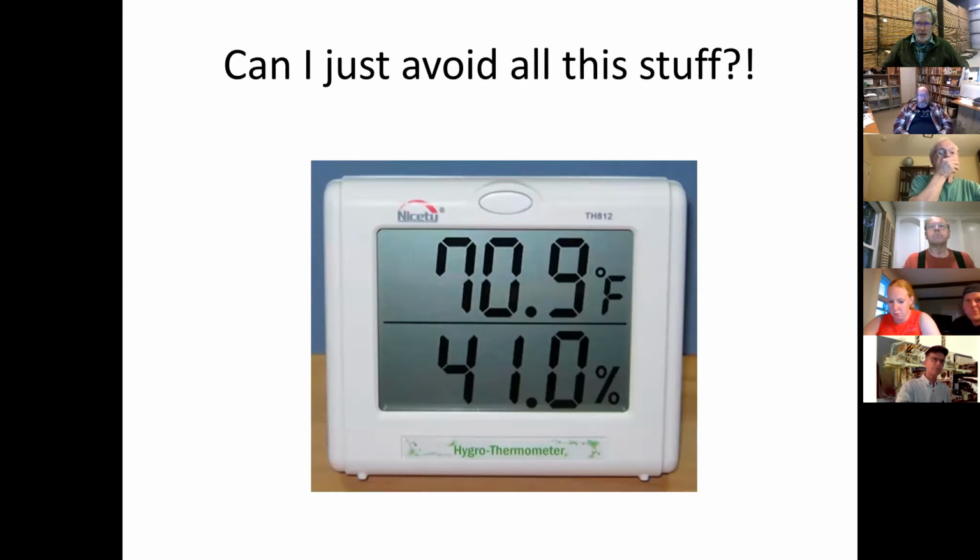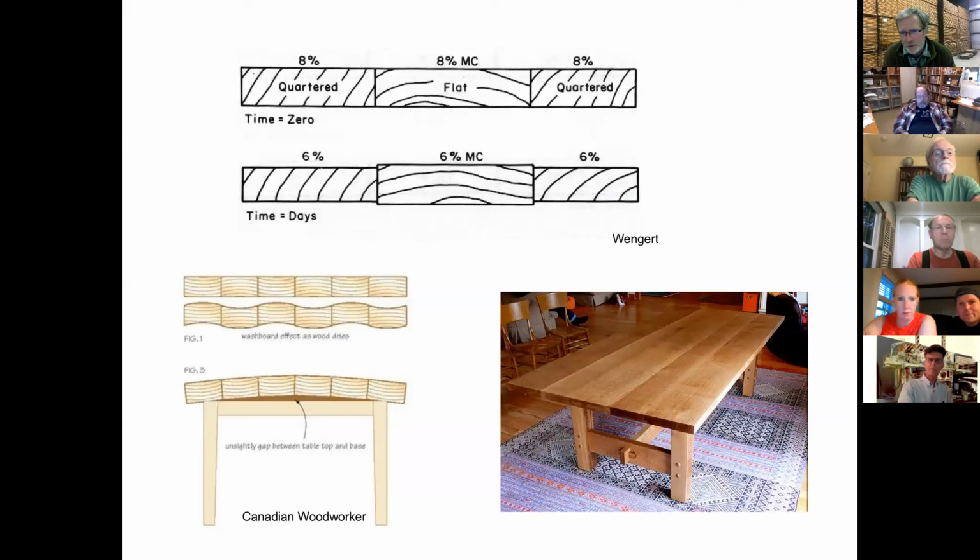So this is all too much. I don't want to do it. Can I just avoid all this stuff? If you can keep the temperature and relative humidity constant from when you begin to process that wood through its manufacture, through storage, and in the client's home through its service life, you shouldn't have any problems with wood movement. The problem is that it's very difficult to do. We know that relative humidities and temperatures change in a home environment between summer and winter. It happens all the time, right? So what can we do?